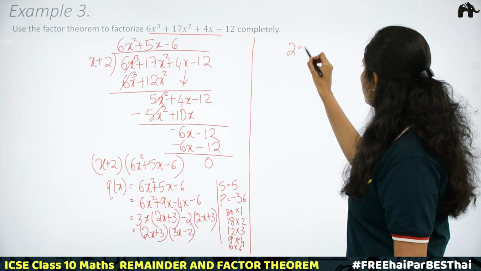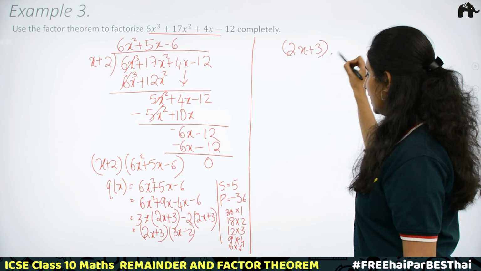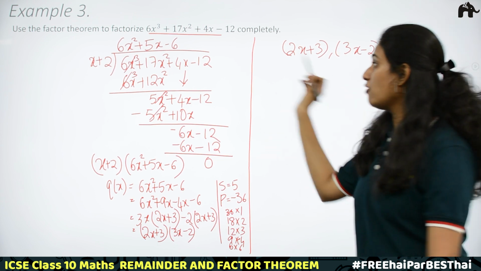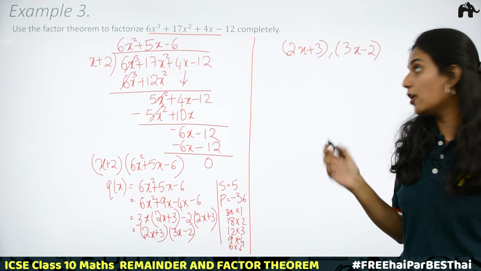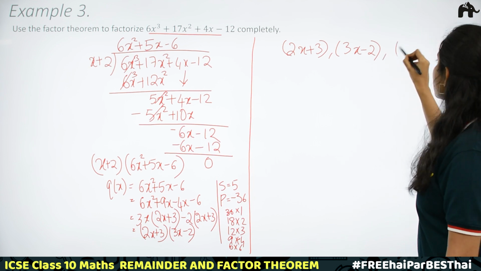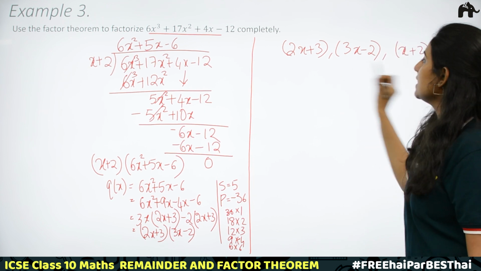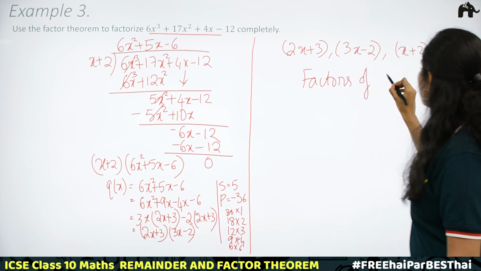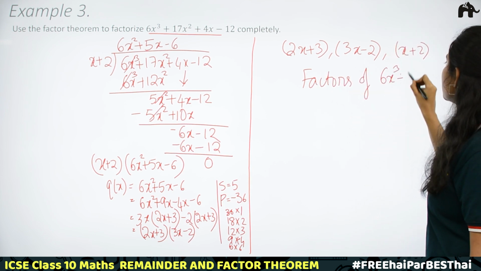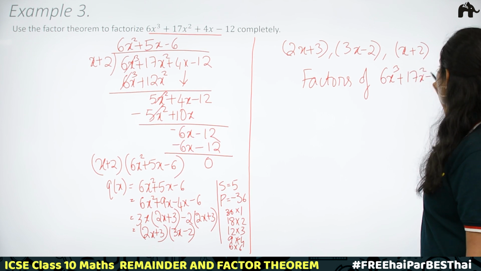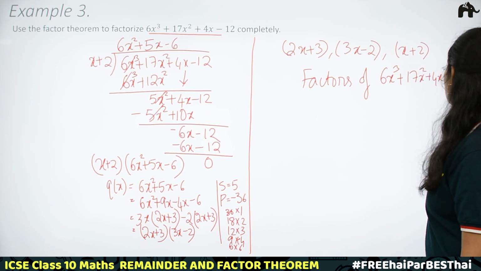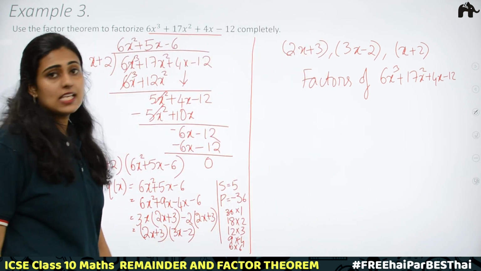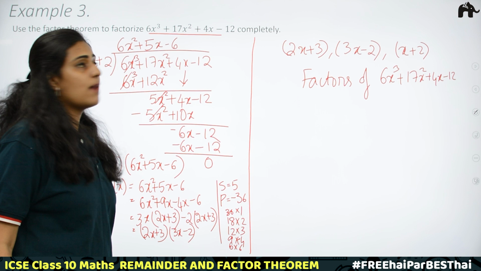One is 2x plus 3. Second, 3x minus 2. And the first one we have obtained by taking different values for a. That is x plus 2. These are the factors of 6x cube plus 17x square plus 4x minus 12. We got the three factors of the expression 6x cube plus 17x square plus 4x minus 12.